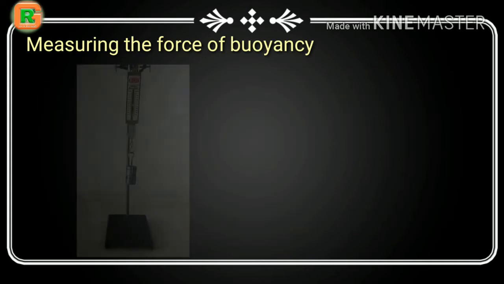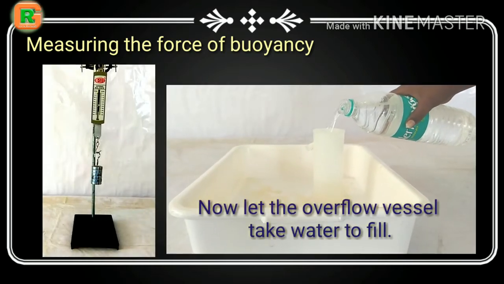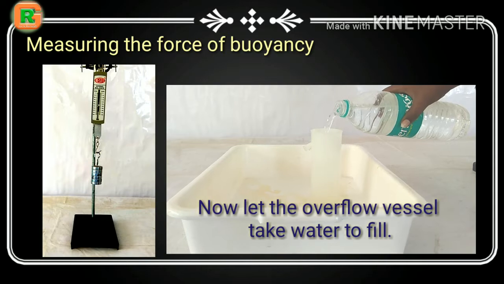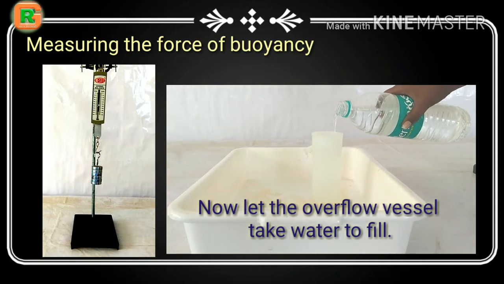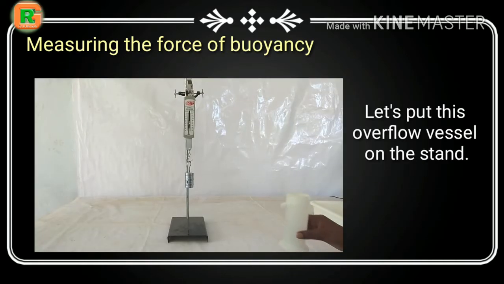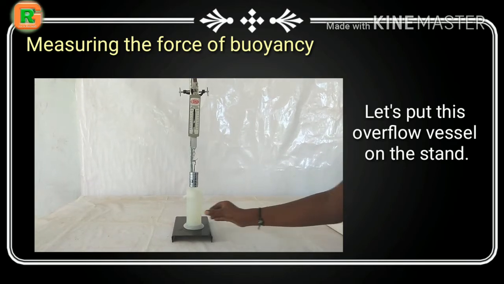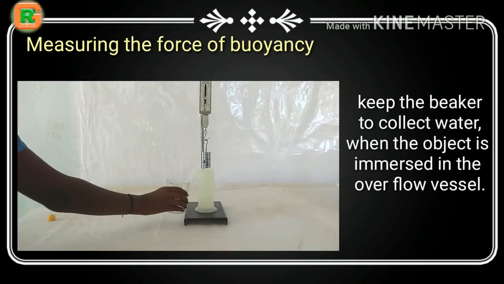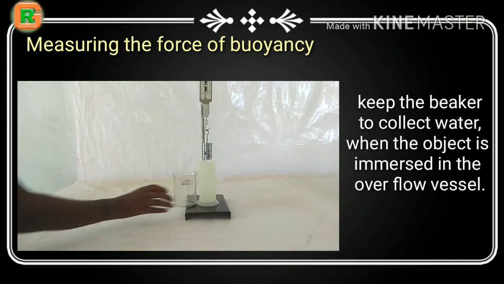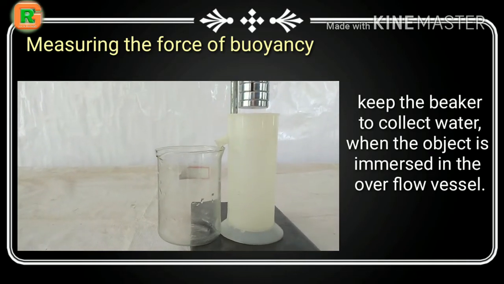Now let this arrangement be aside, and take the overflow vessel and fill it with water. Let's put this overflow vessel on the stand. Then keep the beaker to collect the water when the object is immersed in the overflow vessel.